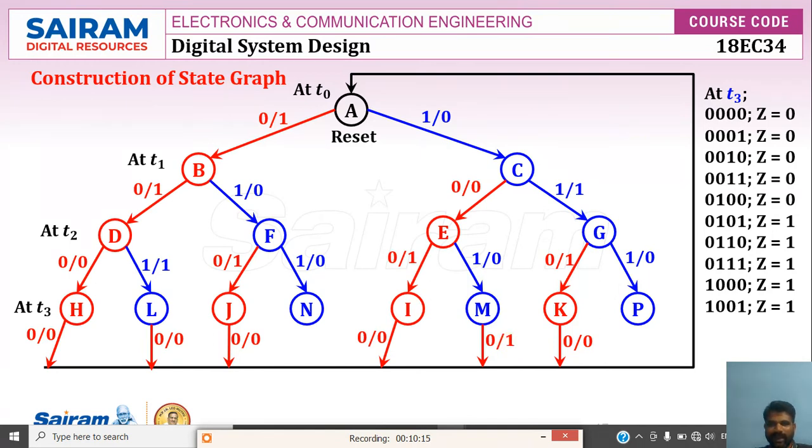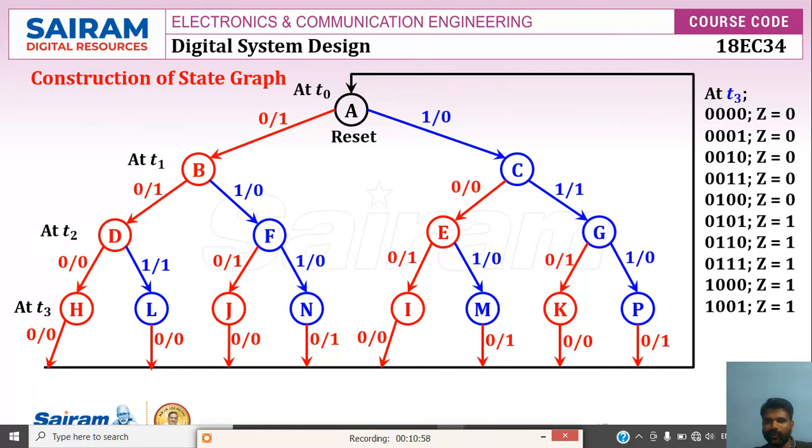Okay. Similarly at N, if 0 is received, the total received sequence is 0 1 1 0. So for 0 1 1 0, Z is 1. So output is 1. And at P, if 0 is received, 0 1 1 1. So for 0 triple 1, that is 1. So here we made 1. Okay. So we verified all 8 zeros.